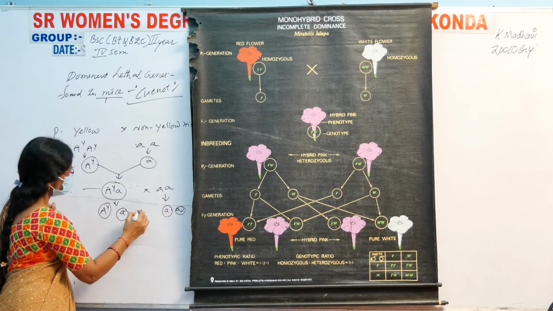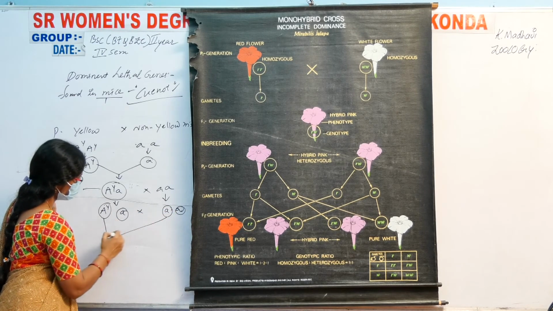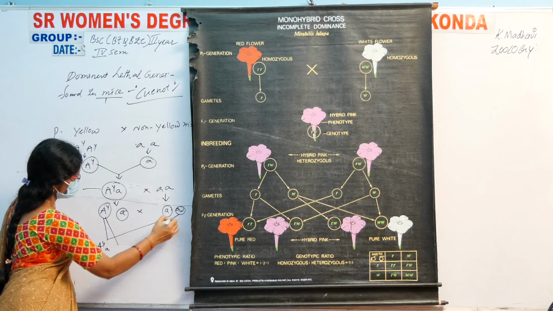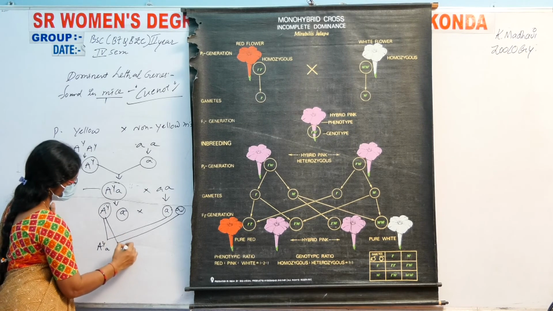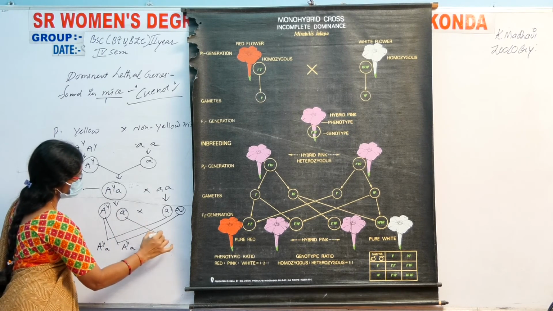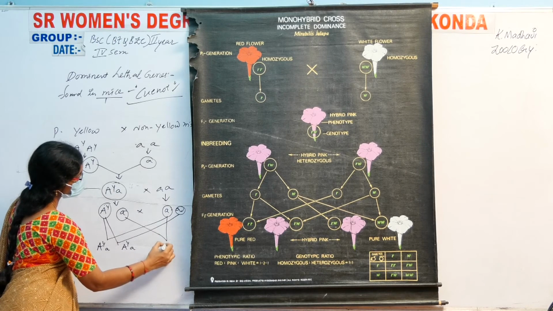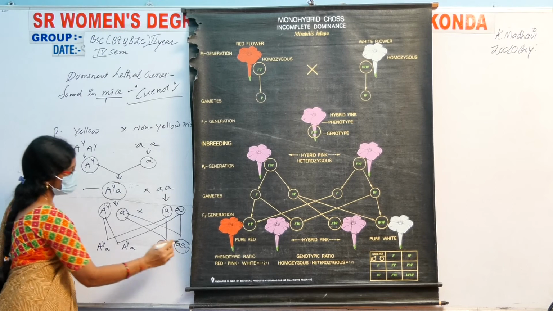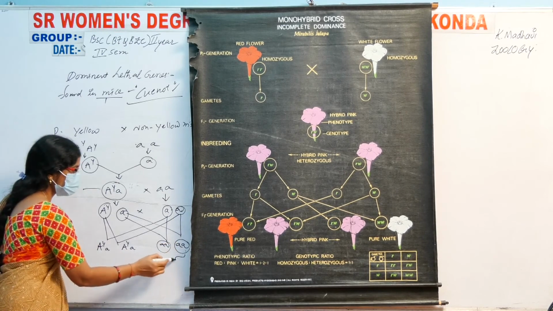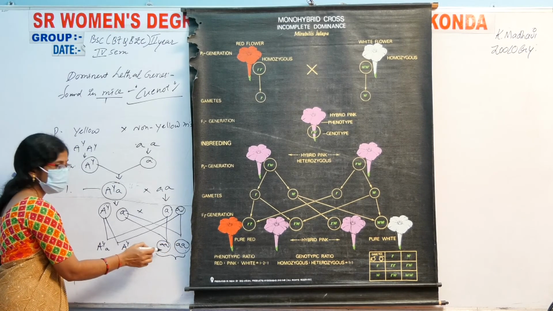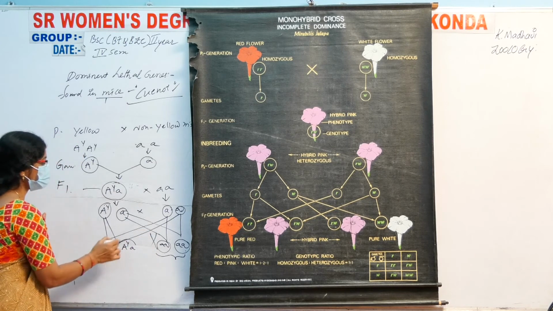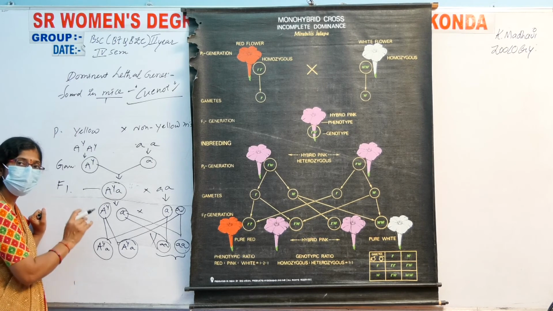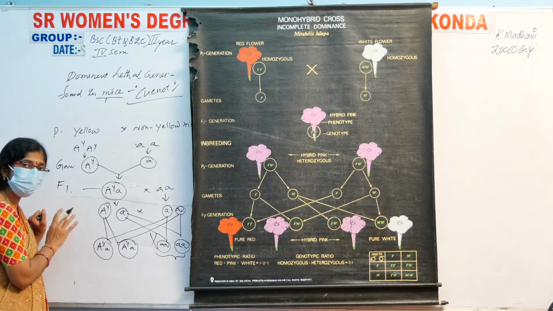When these are crossed with each other, A by A, A by A, the homozygous condition is repeated. These lethal genes, they can't survive. Only the hybrid yellow mice can survive.